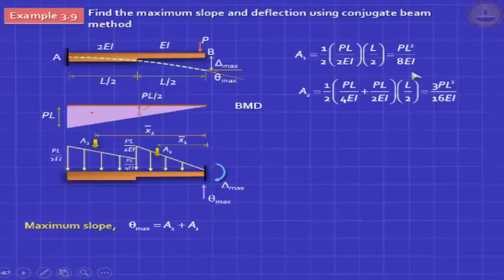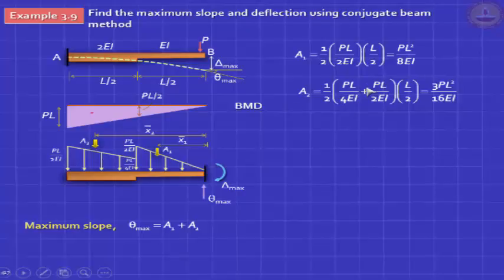I get some answer. A2, I'm going to break it up into two parts. I don't want to use that formula, but I can use the ready-made formula. So I'll take a rectangle and a triangle. The rectangle is PL by 4EI into L by 2, and the triangle is half.